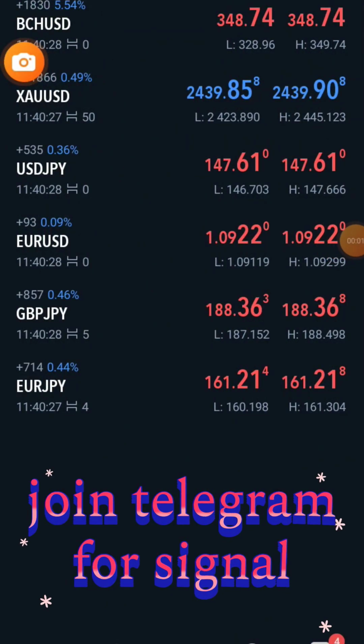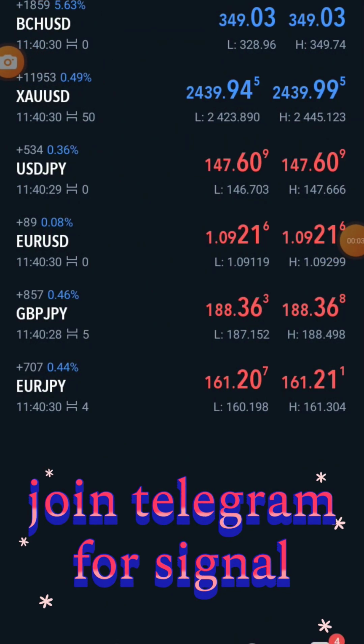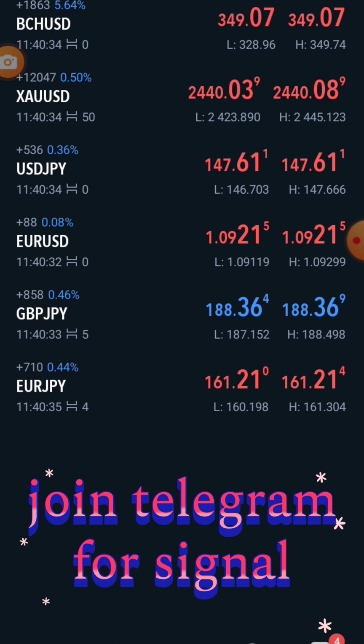Let's understand the pips in forex trading. So what is a pip? A pip is a unit that tells us the change in movement in currency pairs in forex trading, or anything, for example gold or metals or commodities or forex.